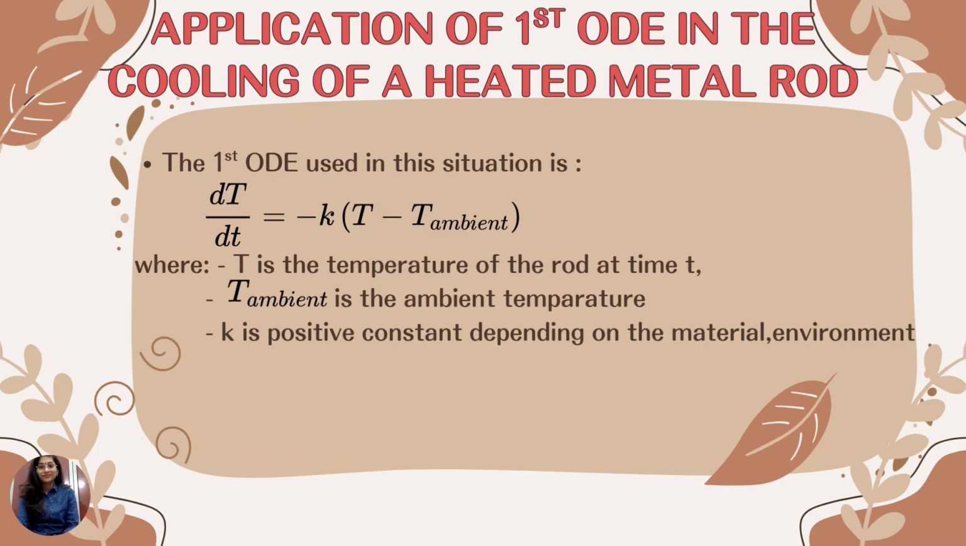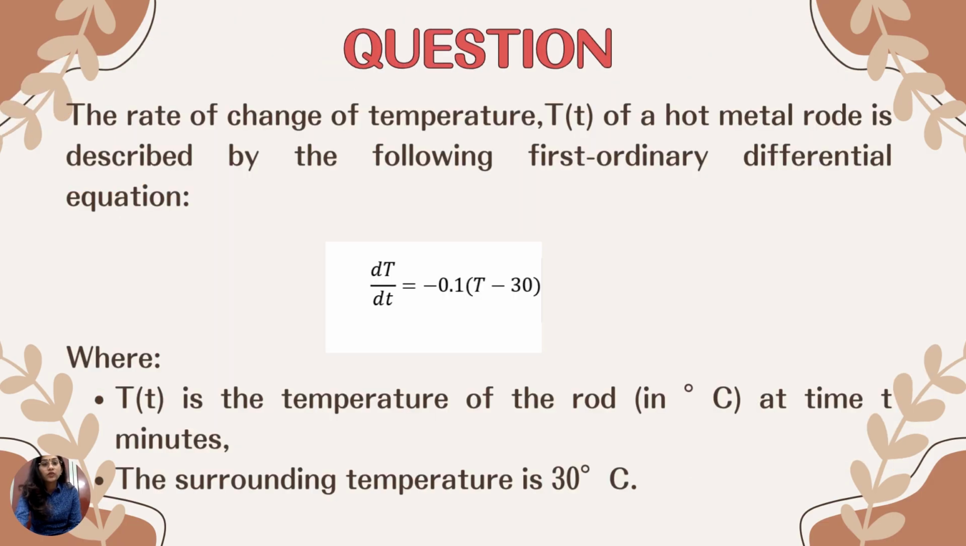Next we will go to the question. The question for our presentation is: the rate of change of temperature T of a hot metal rod is described by the following first ordinary differential equation, dT over dt equals negative 0.1 bracket T minus 30, where T is the temperature of the rod in degrees Celsius at time t in minutes. And the surrounding temperature is 30 degrees Celsius.